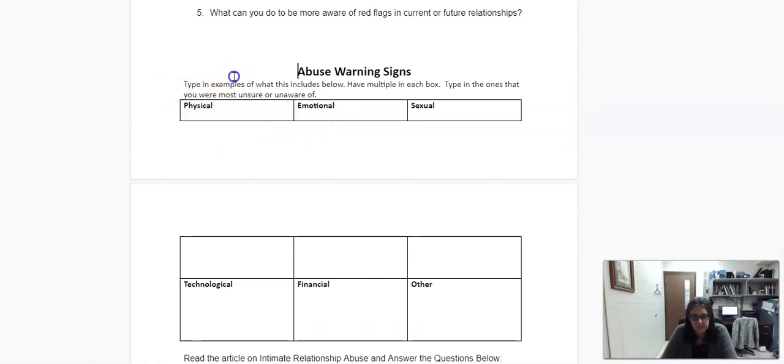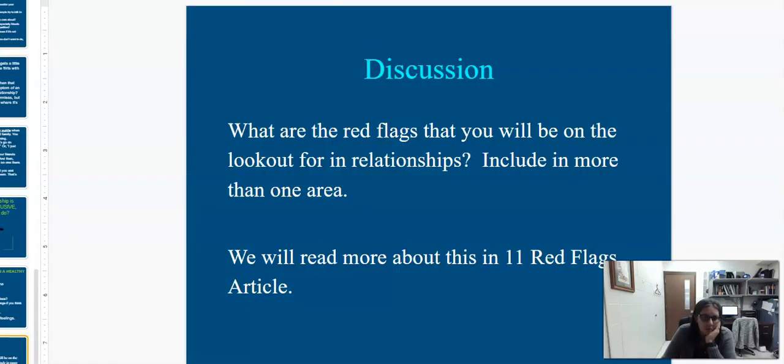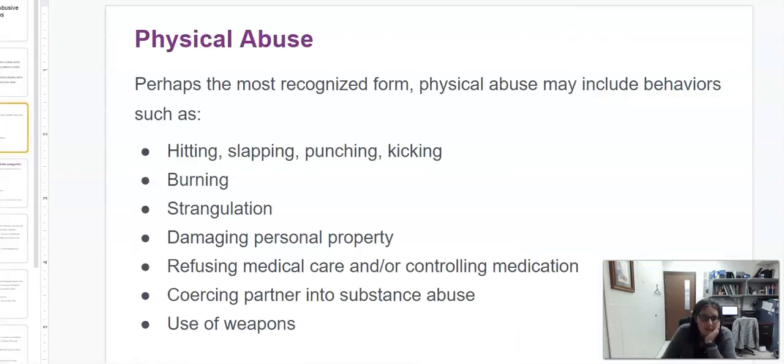So on here I would move this down so it's a little easier, right? So what are some examples from the notes that you can put there? Okay, maybe put the ones you're not as familiar with too.